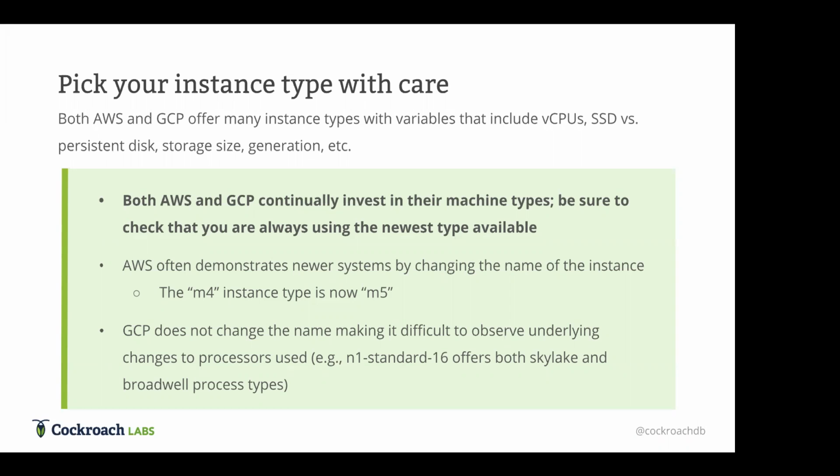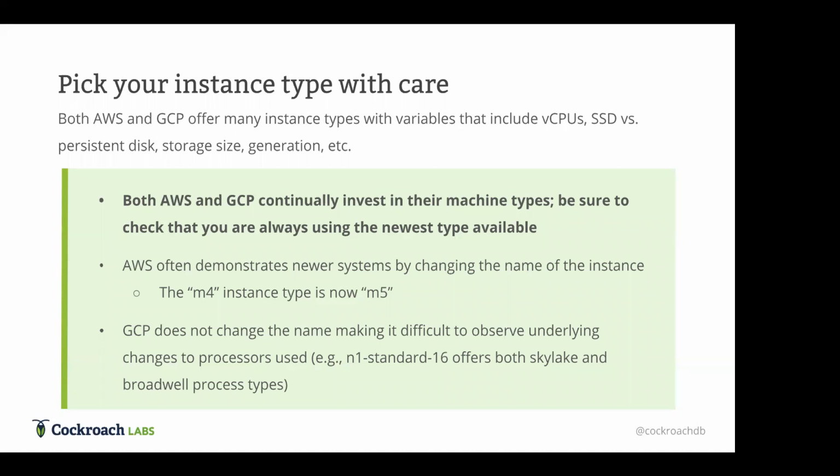GCP takes an interesting approach in which they don't actually change the name of the machine type. N1 standard 16 is something that we use pretty frequently, and they'll continue to make updates, but they chose not to change the machine type name primarily because it would make you need to change your scripting. If you have a script set up, you know it'll always work because N1 standard 16 will always be the name. However, what's comprised within the N1 standard 16 can change.